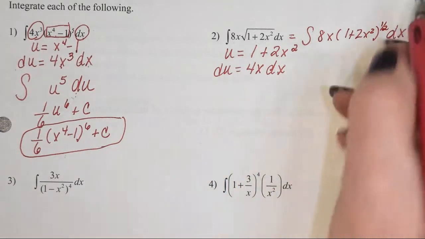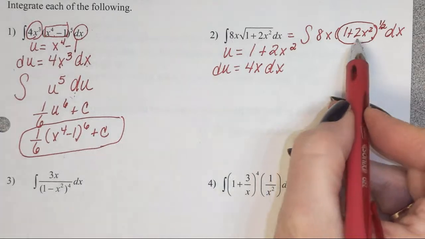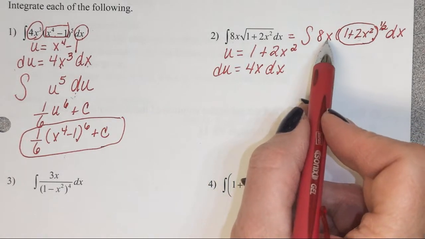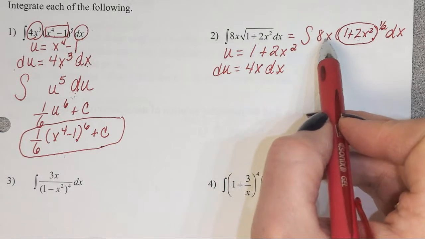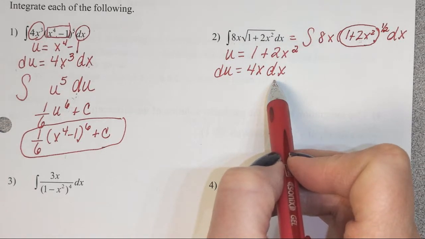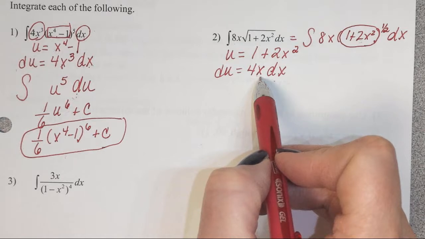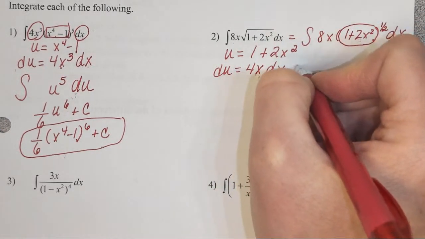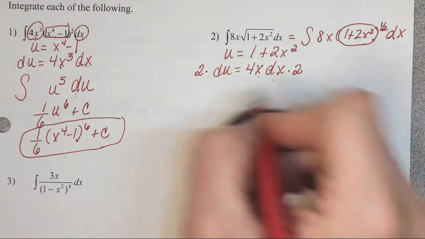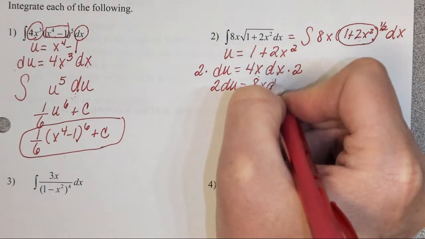All right, so now we look back at our problem. 1 plus 2x squared, all of this right here, that's going to be u. Now, I want this to be equal to the rest of the problem. But the rest of the problem is 8x dx instead of 4x dx. How can I make this be 8x dx like I want it to be? If I multiply this side by 2, I must also multiply this side by 2. So 2 du is going to be equal to 8x dx.